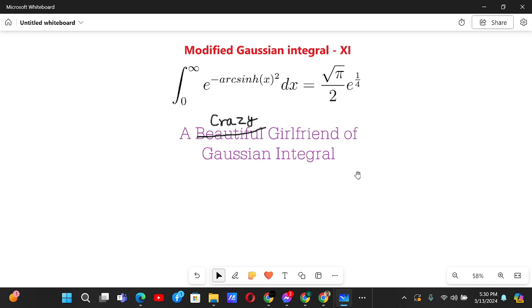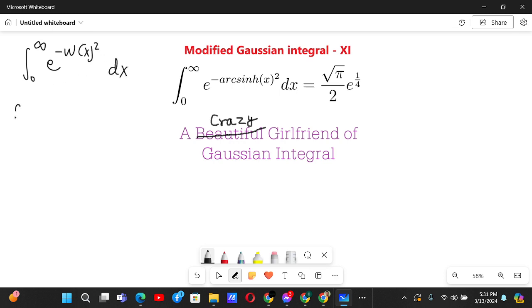Modified Gaussian integral XI. So this is the 11th video in the series on modified Gaussian integrals. Before this I have already solved other problems like the integral from 0 to infinity of e to the power minus lambda w of x whole squared dx. Also the integral from 0 to infinity of e to the power minus ln squared x dx.